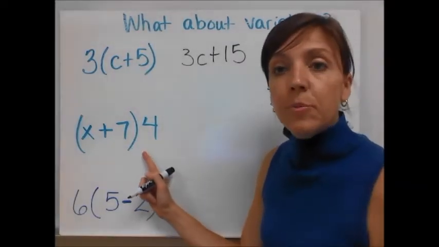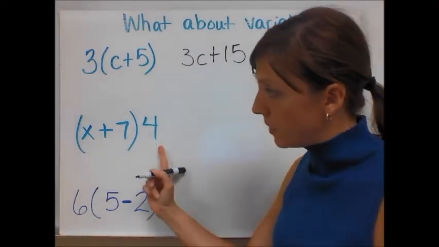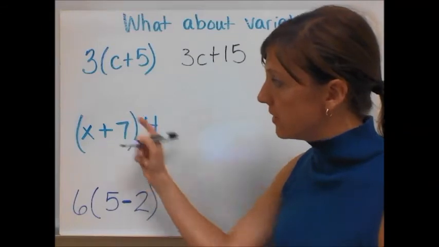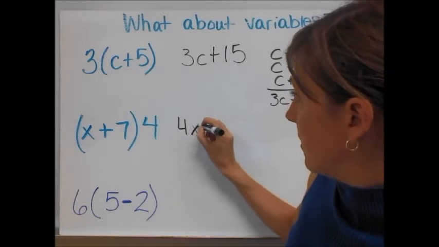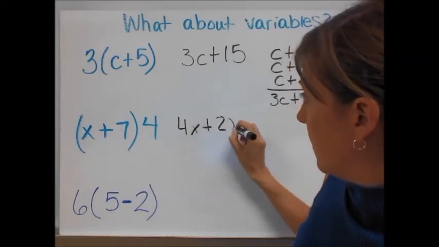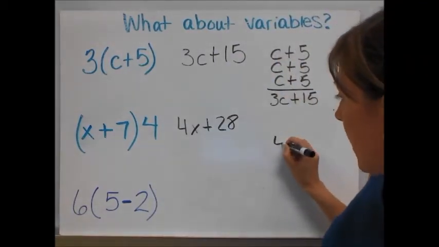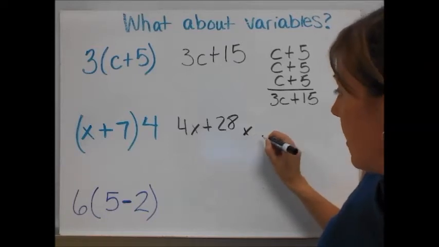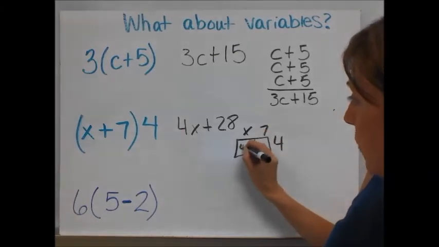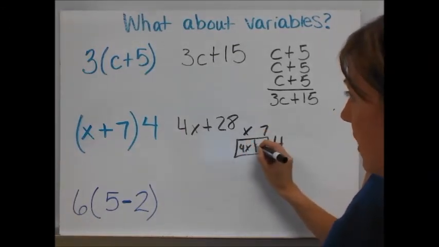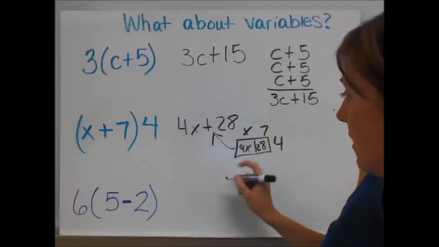Let's take a look at this one. X plus 7 times 4. So we have to distribute the 4 to X and distribute the 4 to 7. So I'm going to have 4X plus 28. I could set it up with my squares here and put the 4 on the outside and my X at the top and my 7 at the top. 4 times X is 4X. 4 times 7 is 28. And so again, it just shows me I have 4X plus 28.